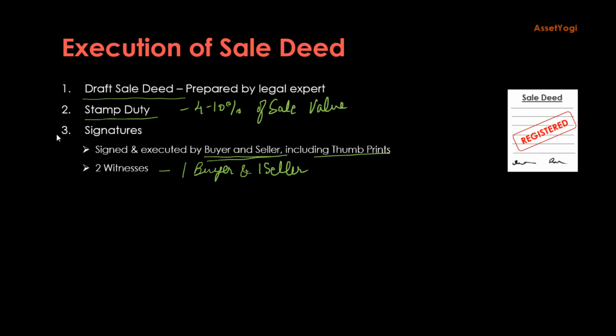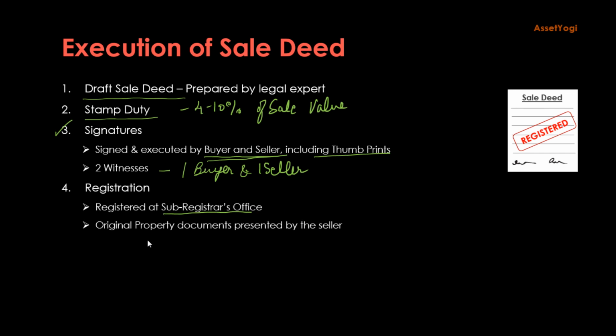Once the sale deed is signed and executed by both buyer and seller, then it has to be registered at the sub-registrar's office, and the seller will present all original property documents in the sub-registrar's office, and after the registration he will hand over all the documents to the buyer. And during the registration process, all parties including buyer, seller, witnesses have to be present in the sub-registrar's office. Only then the sale deed can be registered.